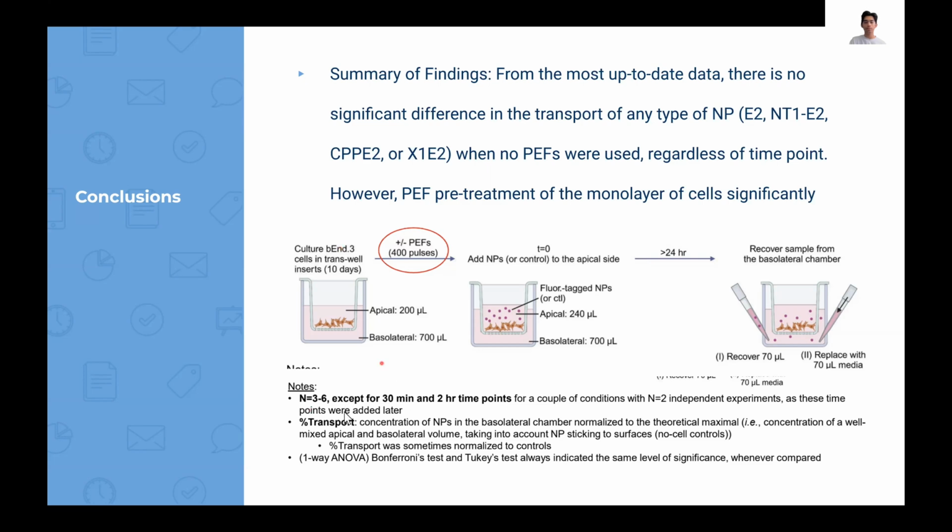And finally, a little bit of notes about how our data was collected. We're measuring using a one-way ANOVA, with a Bonferroni test and a Tukey test, so we can measure the level of significance of each individual nanoparticle in terms of the amount of nanoparticle concentration passing through these cell membranes over time.